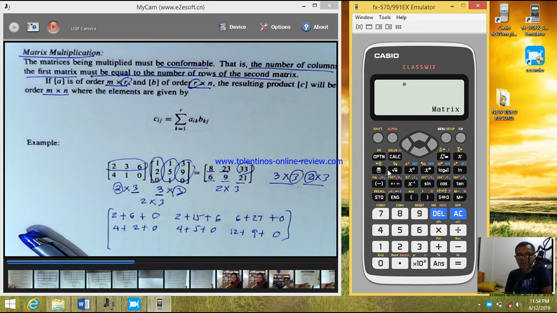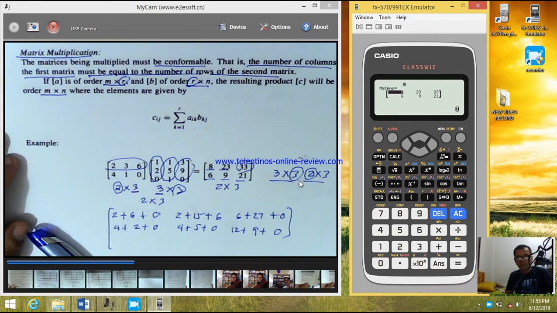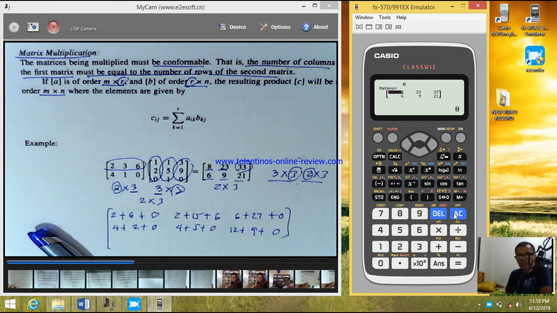So, okay, option, sa option, and then call matrix A times option, okay, call matrix B. Multiply mo siya, and then you get the result. That is 8, 23, 33, 6, 9, 21. Now, let's verify kung baliktad. Diba sabi natin undefined yan. Ano kaya yung bibigay ng calculator? So, option 4 times option 3. Right, ano kaya yung bibigay? Bibigay ang dimension error kasi nga undefined siya.